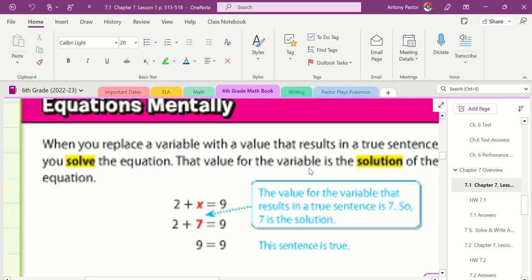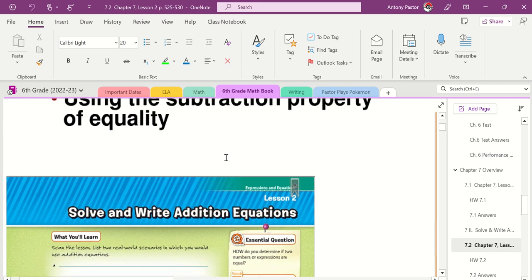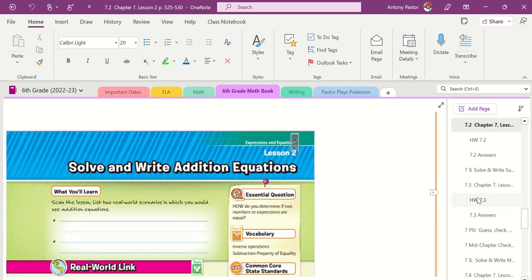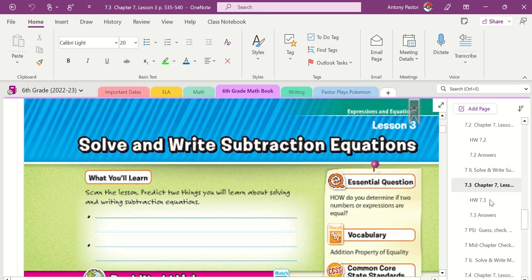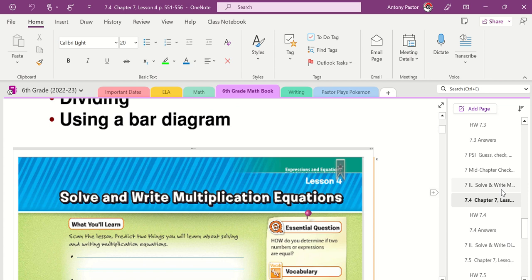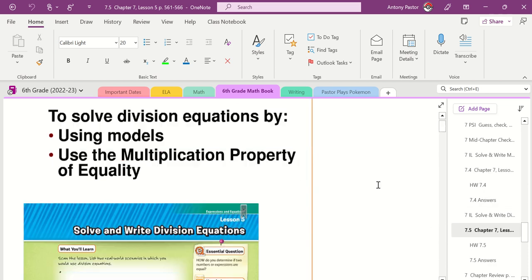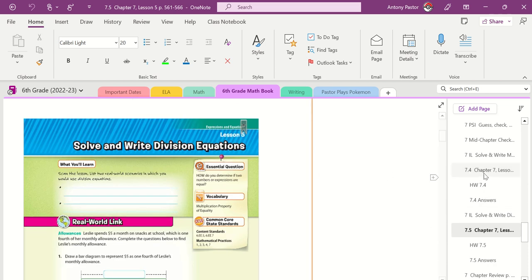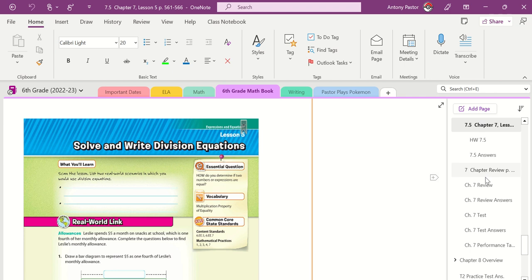Was this the multiplication property of equality, or was it? No, this is just the intro. Each lesson is going to talk about one, because this was solving and writing addition equations. Lesson 3 should be subtraction equations. Lesson 4 will be multiplication equations, which means lesson 5 is going to be division equations. And then we're done with all math. No, we're going to do a third chapter.